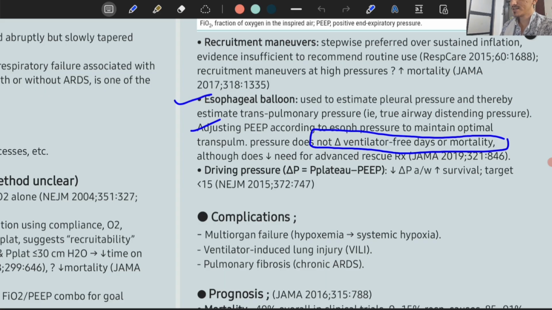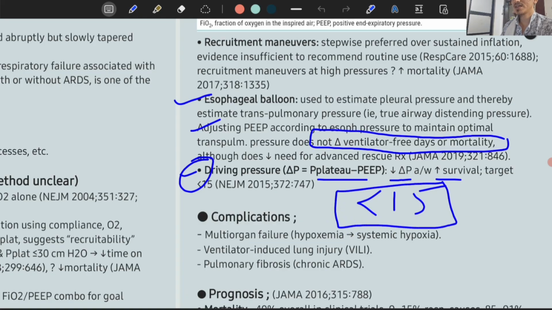The last strategy is driving pressure. What is driving pressure? P plateau minus PEEP is the driving pressure. A decrease in driving pressure is associated with increased survival, and you target a driving pressure less than 15. So this is also an important method of titrating PEEP. If you are titrating PEEP and the driving pressure is maintained below 15, then that is associated with increased survival.